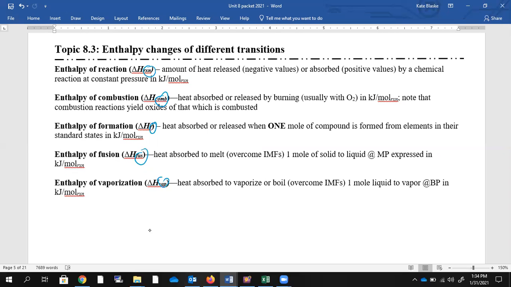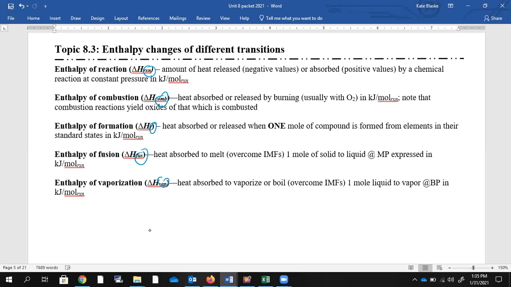Enthalpy of formation is with a lowercase f. We're going to be talking about this more later on this unit. That is very specifically the heat absorbed or released when 1 mole of a substance is formed from its elements. So that would be talking about, like, hydrogen plus oxygen making water. We could figure out the enthalpy of formation of that water, thinking about the fact that it comes from H2 and O2.